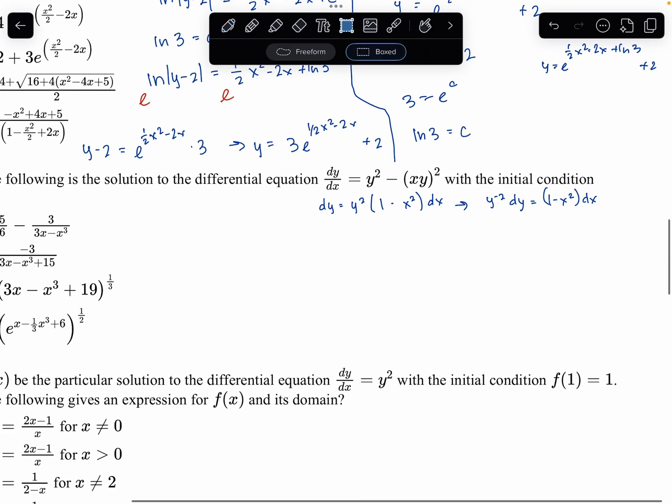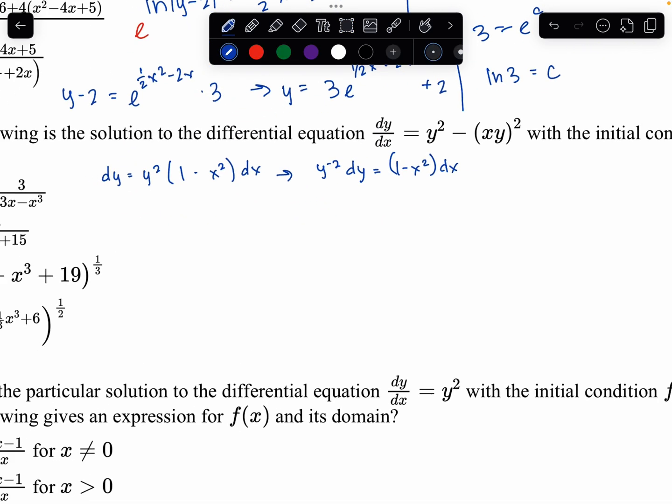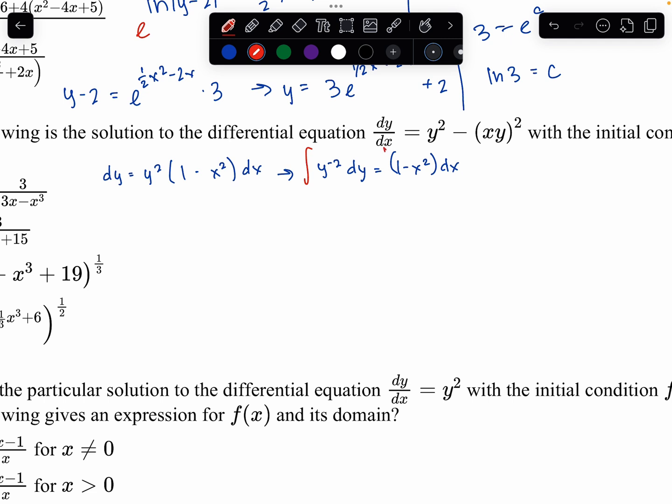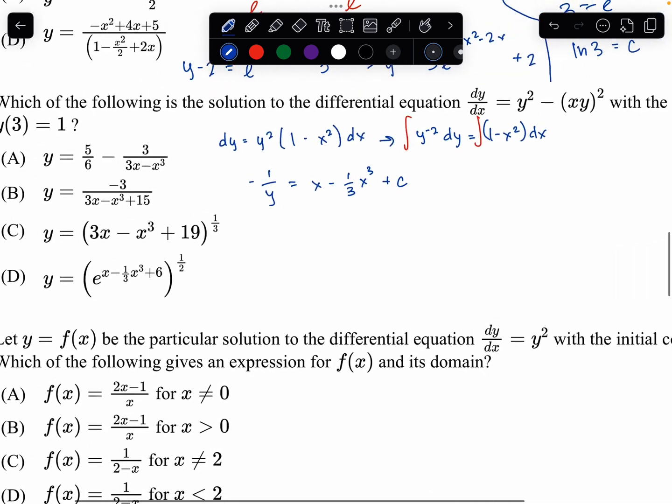Okay, and then let's anti-differentiate. So then I'll get negative 1 over y, I think. You have to add 1, which will be negative 1, which is why I'm putting it in the denominator, and then you have to divide by negative 1, so I think that's good. Equal to x minus 1/3 x cubed plus c. I think that's right. Let's go with it.